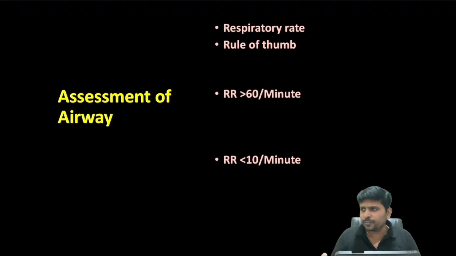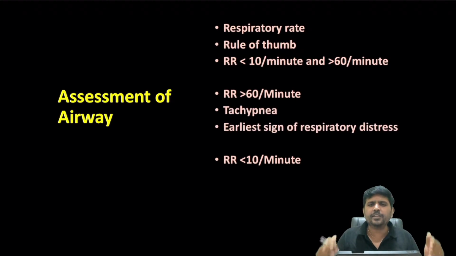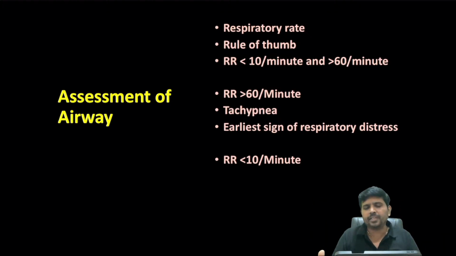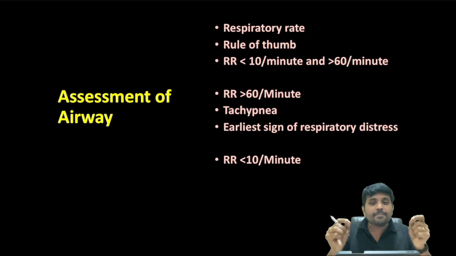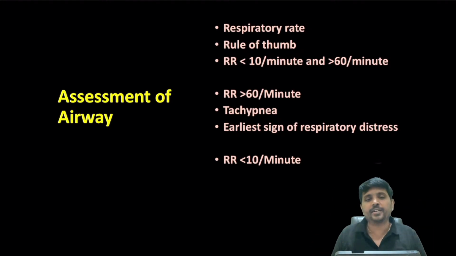First of all, whenever you see any baby, you assess the respiratory rate. The rule of thumb is whether it is less than 10 or more than 60. More than 60 means tachypnea. Remember, tachypnea is the earliest sign of respiratory distress. Any child who is having pneumonia, for example, the most common thing that can occur in childhood, less than 5 years, is pneumonia. So whenever you see any child with a respiratory rate of more than 60 per minute, it means tachypnea. That is the first sign of respiratory distress.